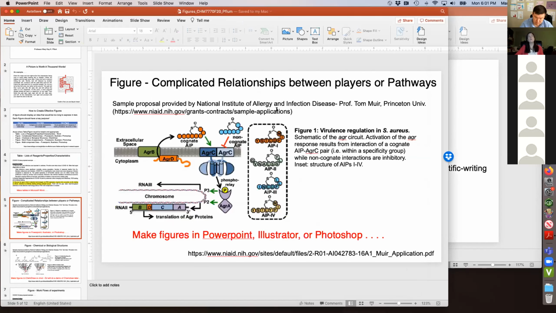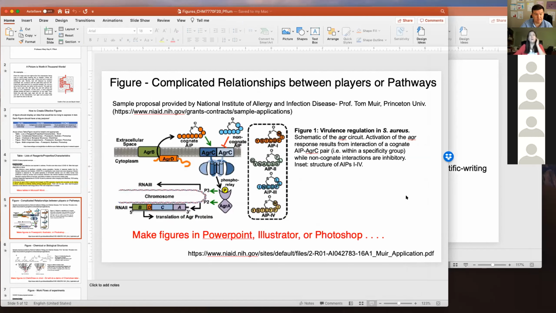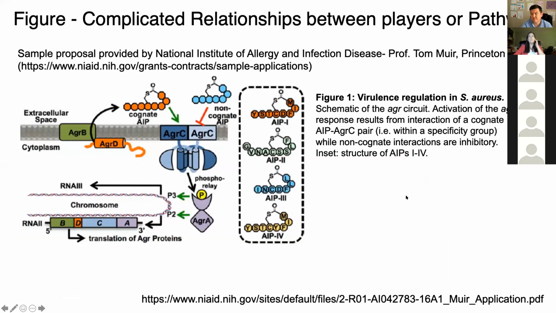The next one I'll talk about is complicated relationships. And for this one, I'm not going to give you a tutorial, but I will highlight one proposal. They have really nice sample proposals on the National Institute of Allergy and Infectious Disease website. Here's the link. If you haven't already, I strongly, strongly encourage you to take a look at some of these proposals so that you can learn the way that really good proposals are written. It's always good to look at good examples of good writing, right?